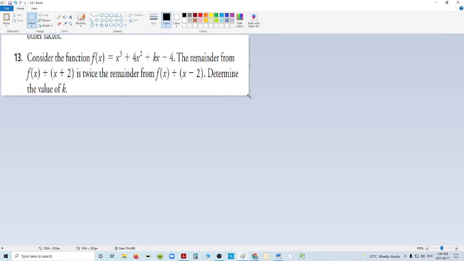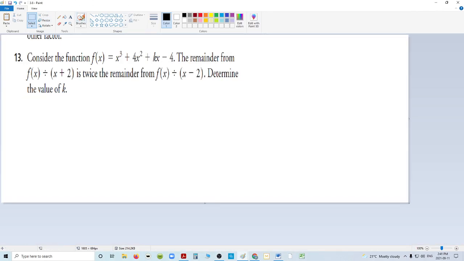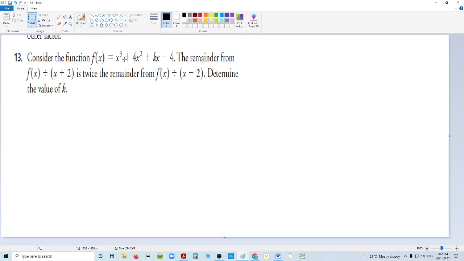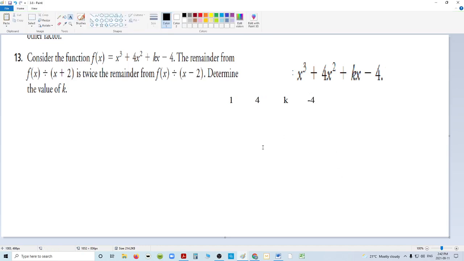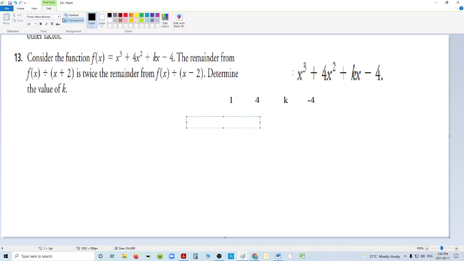Okay, they're doing the same thing, except they're getting into a riddle. They're saying the remainder from using this root is twice the remainder of this one. So it's just an equation again. I'll do it, but this is stupid. You'd never really do it. Just focus on the factors they're giving us. So what are the coefficients here? It's 1, 4, k, and minus 2. And they're saying, start with the first root here. I'm going to start with this root here.